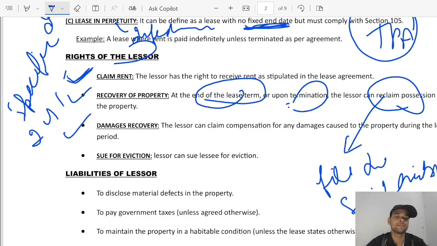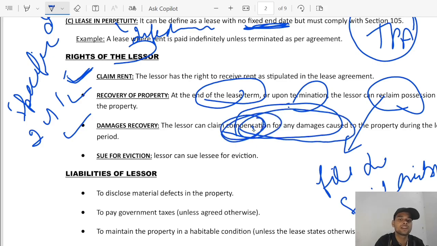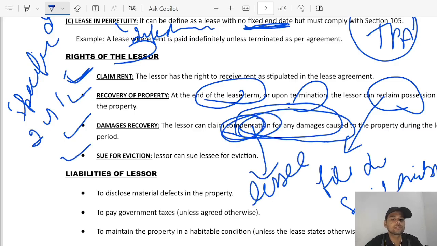Third is the damages recovery. The lessor can also claim compensation for any damage caused to the property. If the lessee damaged the leased property, like damaged the wall, any furniture which is given by the lessor, doors, windows, fans, etc., then in such conditions the lessor can claim the compensation from the lessee. Fourth is the right to sue for eviction. The lessor can also sue the lessee for eviction, as I already explained.